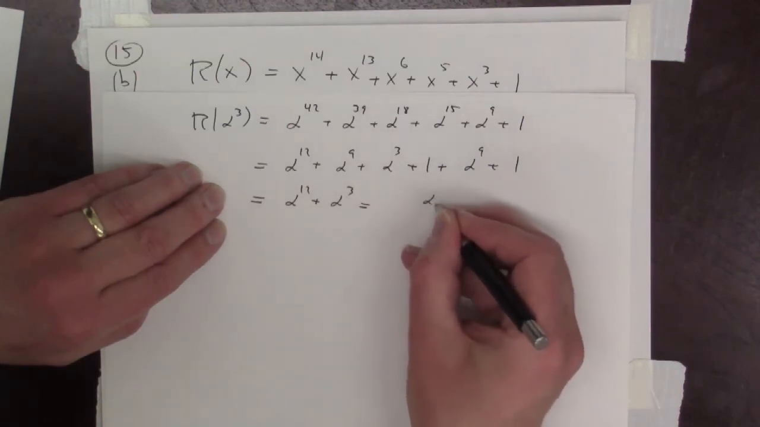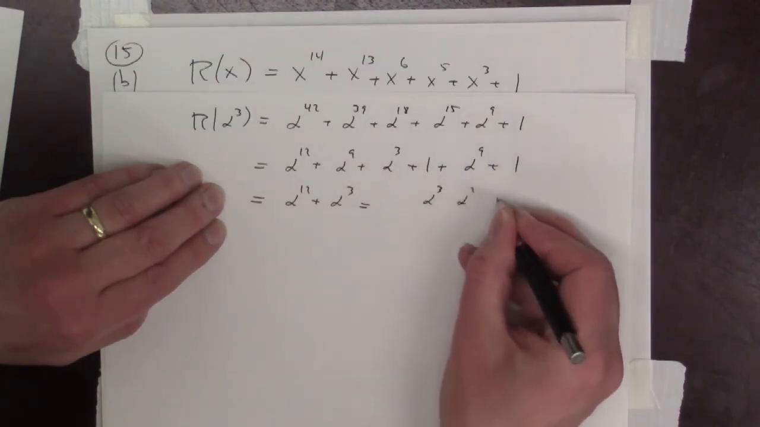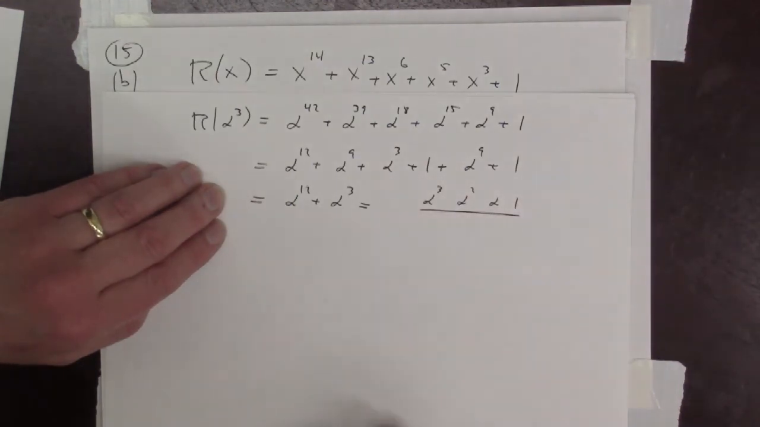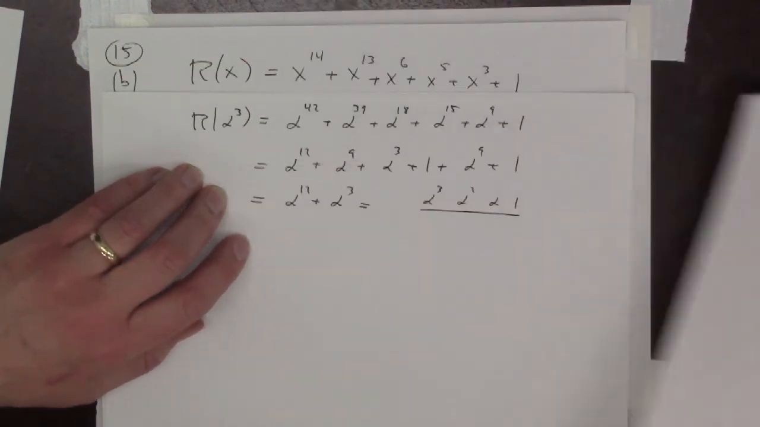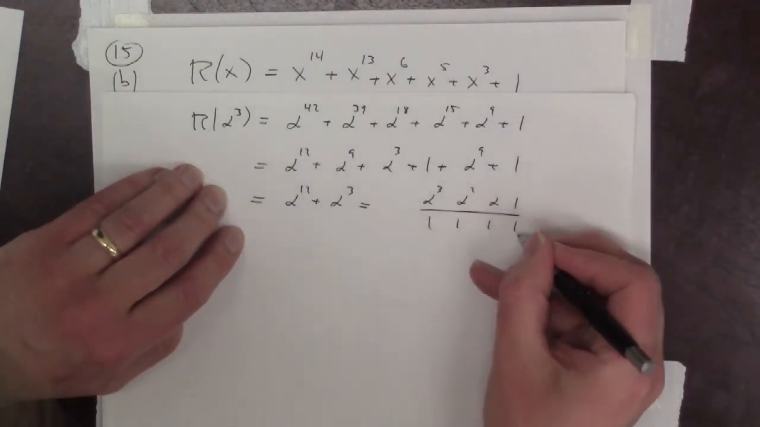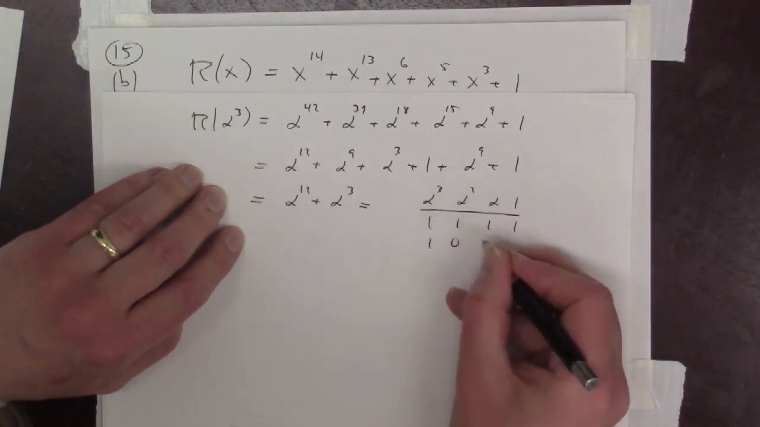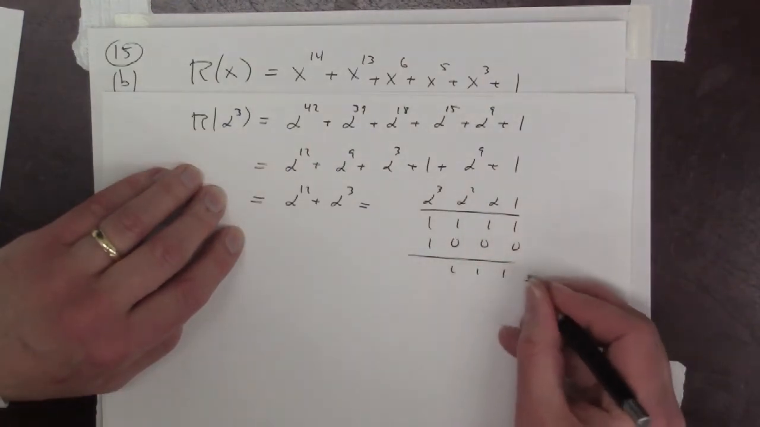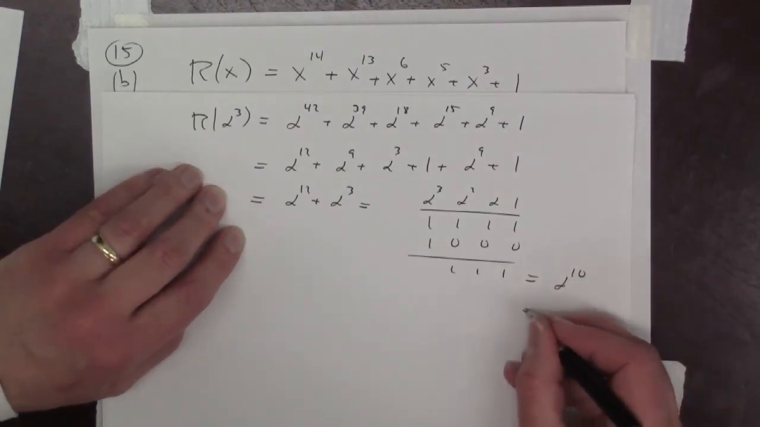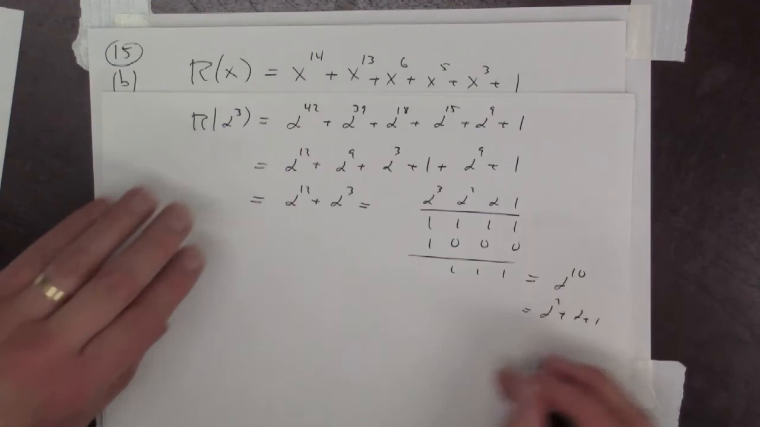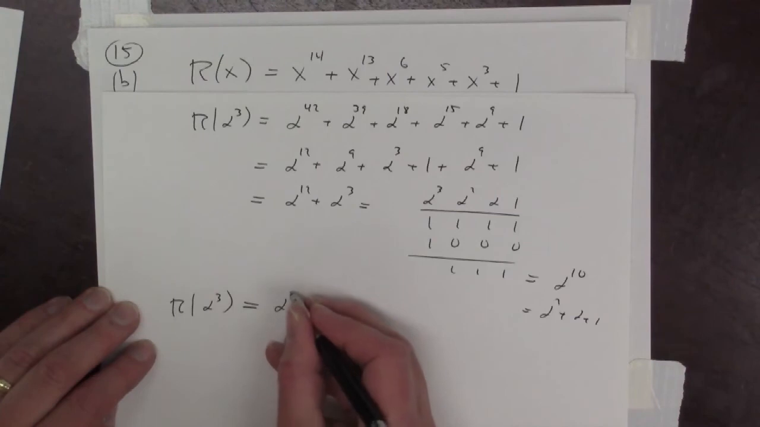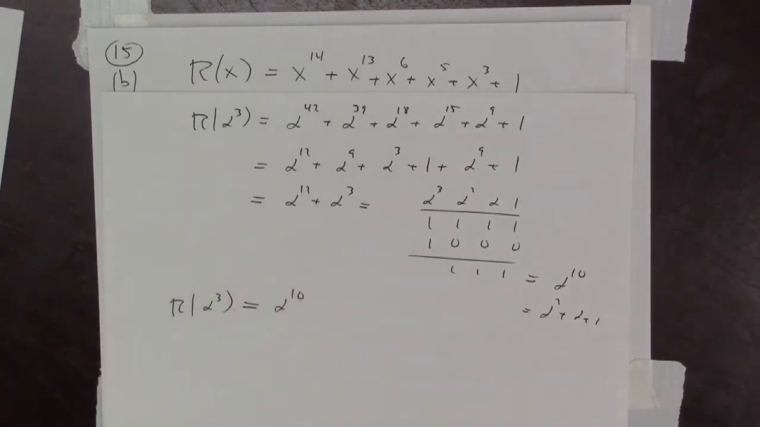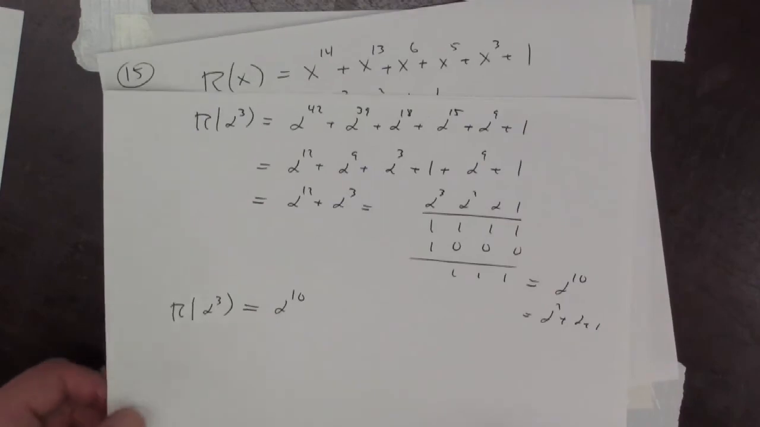And now if you do this addition, alpha to the 12 is alpha cubed plus alpha squared plus alpha plus 1, which is 1, 1, 1, 1, plus alpha cubed, 1, 1, 1. This is alpha to the 10. Also, of course, alpha squared plus alpha plus 1. So we have R of alpha cubed equal to alpha to the 10. Okay, so let's now reference together what we know.